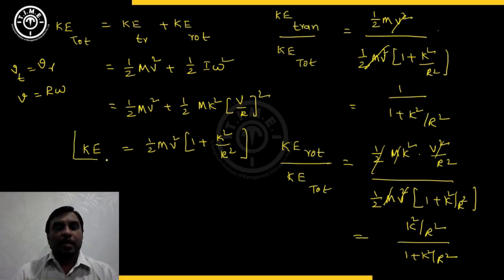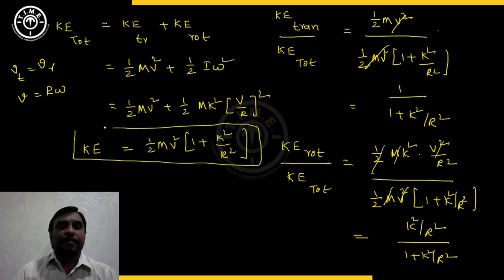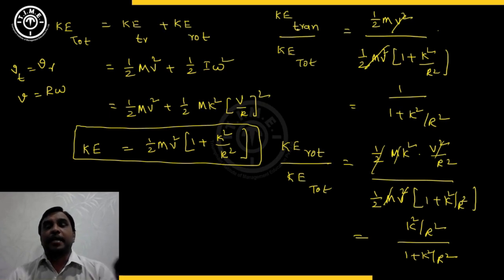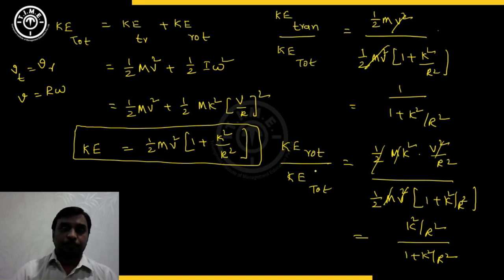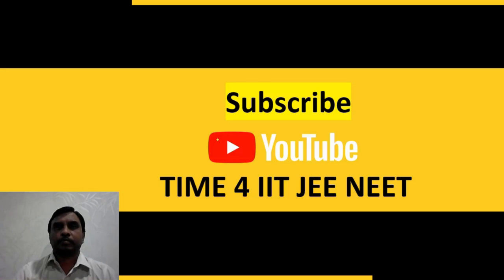That is one, total kinetic energy, half mv square into 1 plus k square by r square, and the ratio of kinetic energy due to translation to that of total, and kinetic energy due to rotation to that of total. Now we'll take up some problems based on this.